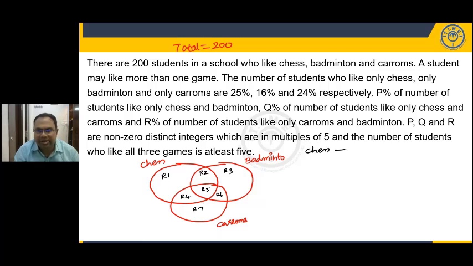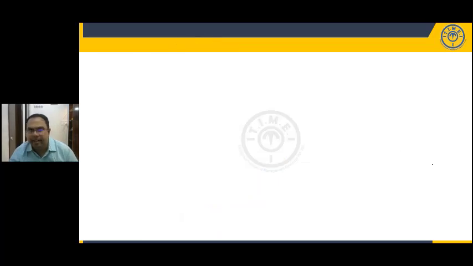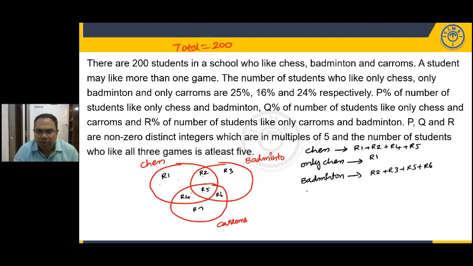Which region represents chess? R1 plus R2 plus R4 plus R5. Chess. Only chess, except chess there should not be any other area. Only chess means R1. Similarly, badminton is R2 plus R3 plus R5 plus R6. Badminton. Right? Otherwise, I can write it here. Okay. Only badminton.